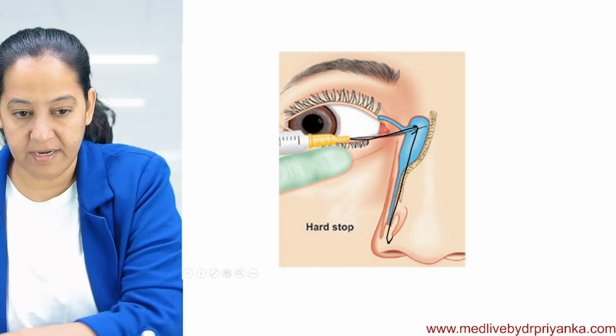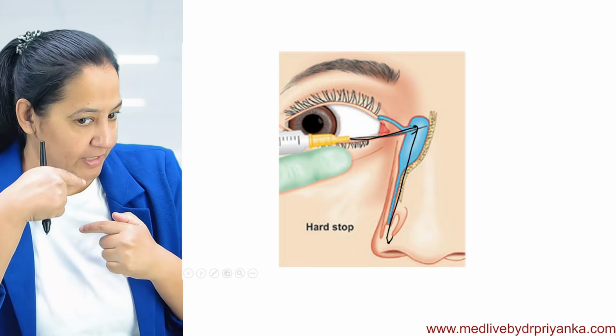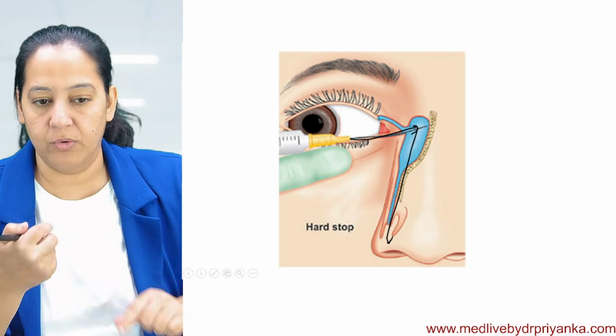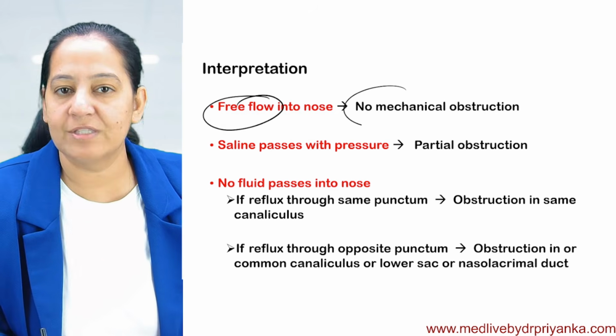Sorry, just a second. There should be a free flow from my nose. Okay, there should be a free flow from that particular side, if you are installing, not injecting, in this side nose. So free flow: if free flow is there, there is no obstruction.